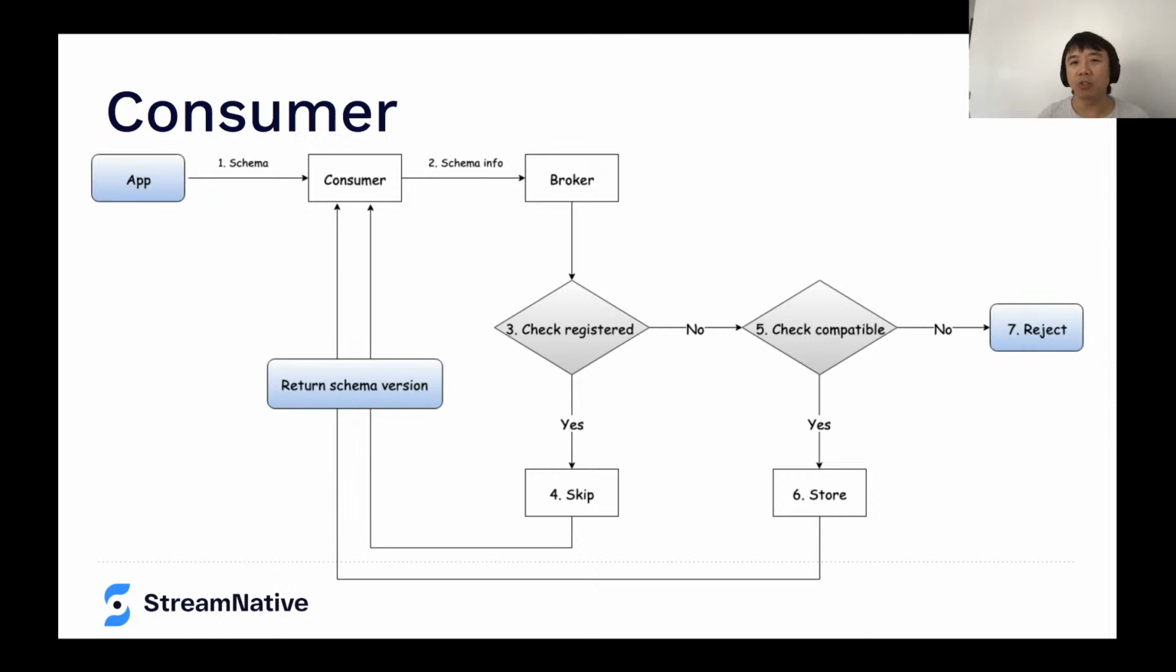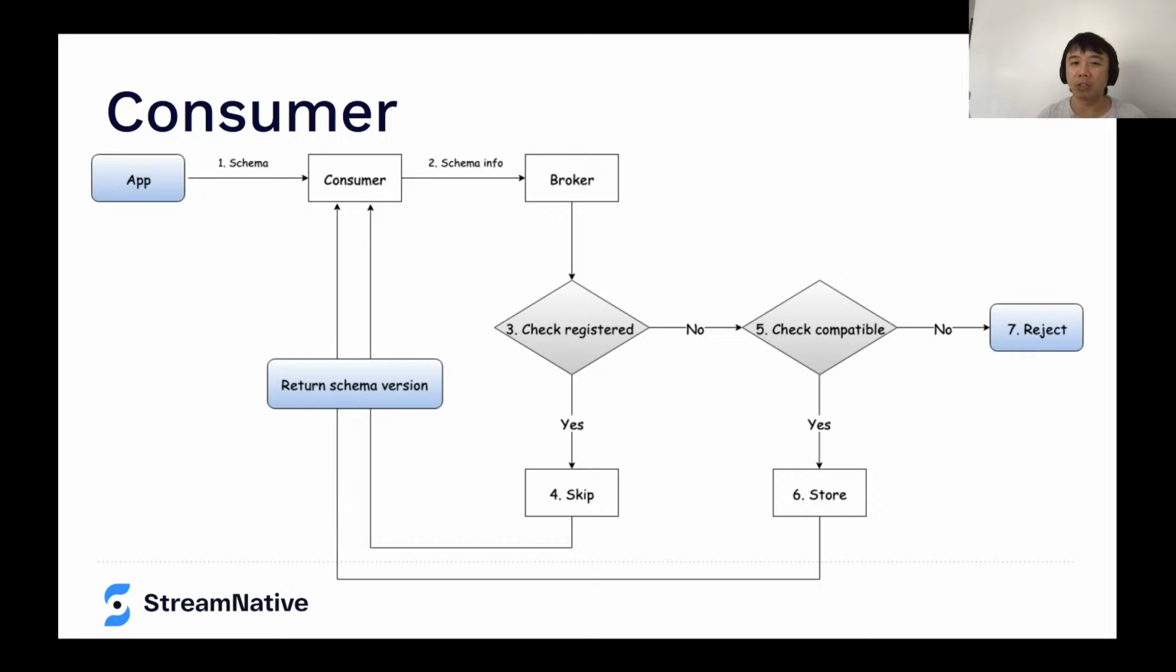For consumption, most of the time the broker would just check the schema information to see if it's compatible or not. And if it's compatible, it will just return the schema information back to the consumer. But sometimes it would also trigger the broker adding a schema.